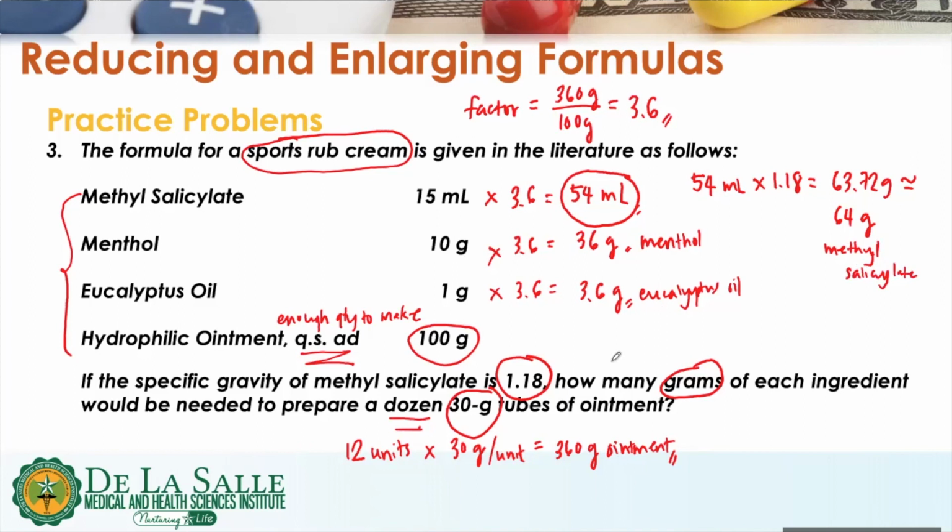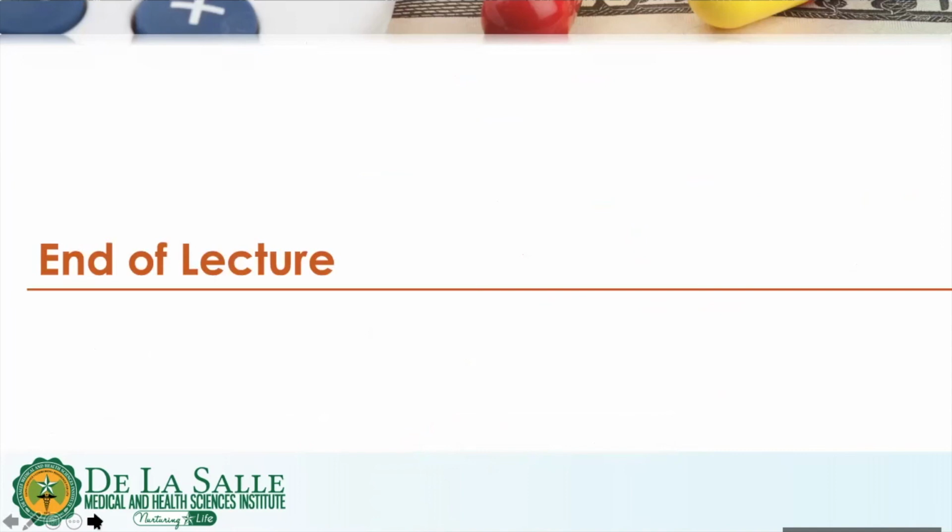Now, just like before, you can also perform ratio and proportion and dimensional analysis in this particular problem. But in this case, it is much easier to use the factor method more than the other two methods. That ends my discussion on reducing and enlarging formulas.